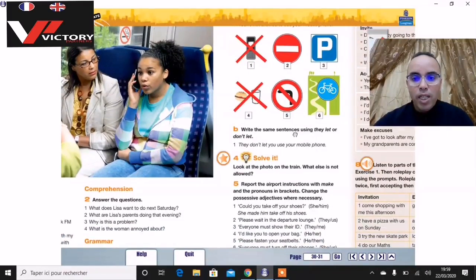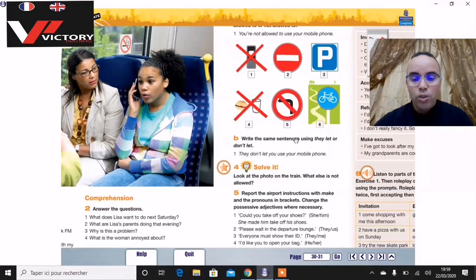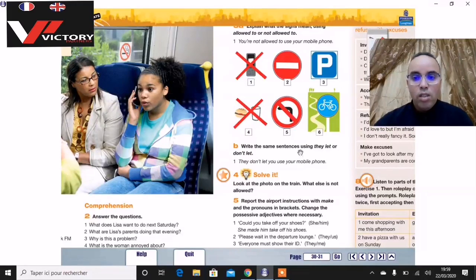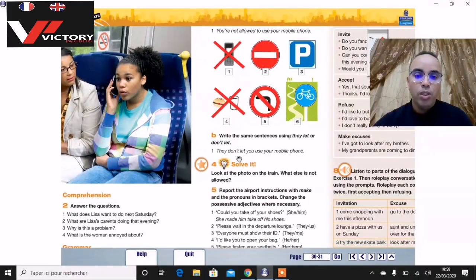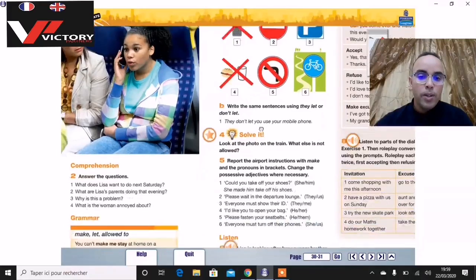Use the same sentences that you are going to write here, but change them, or use another expression, which is they let or don't let. We have got an example. Number one, they don't let you use your mobile phone. The pronoun they here refers to authorities or people who make the rules.